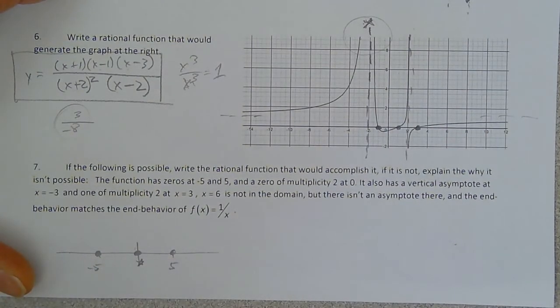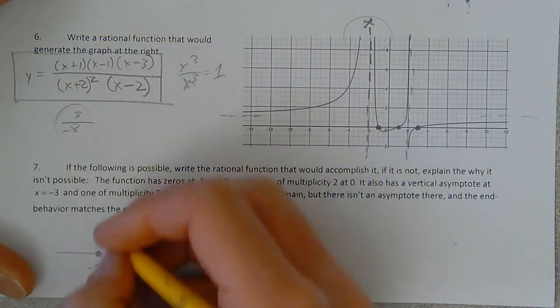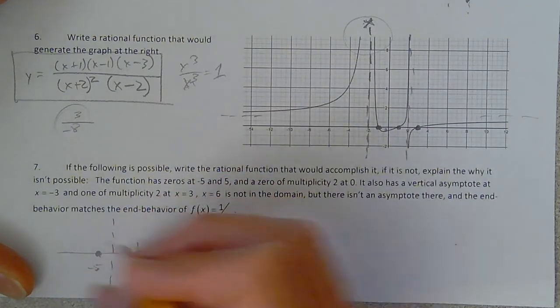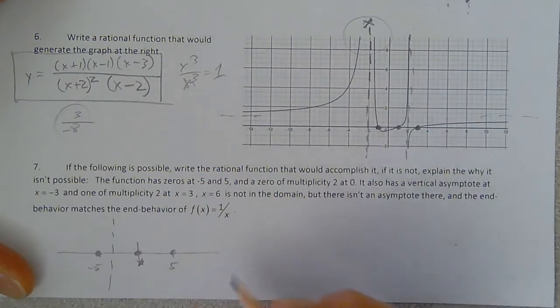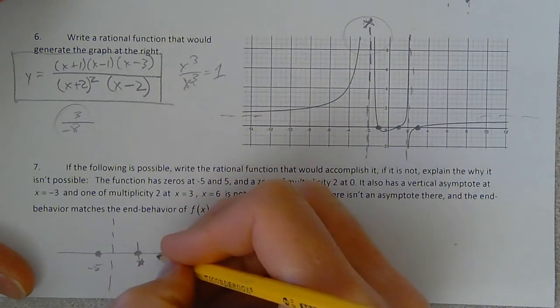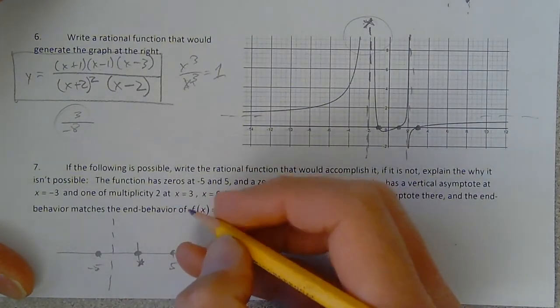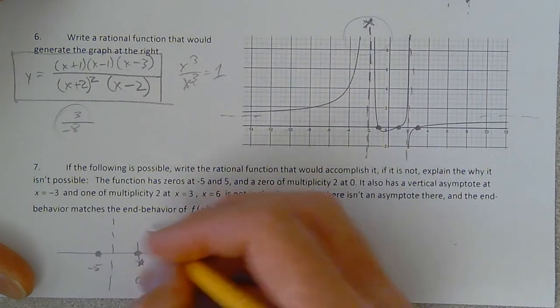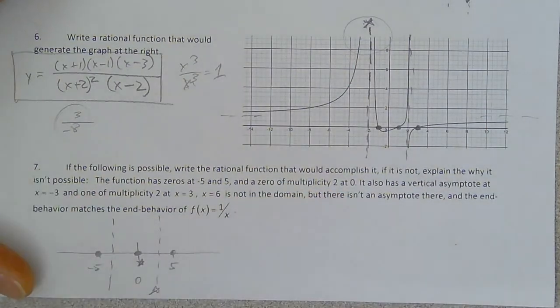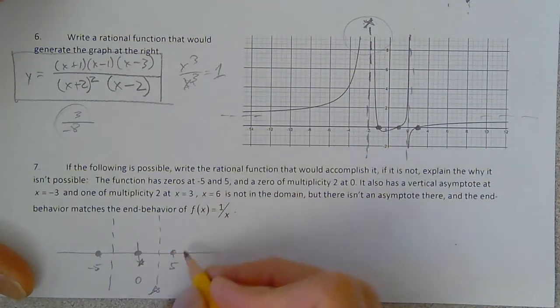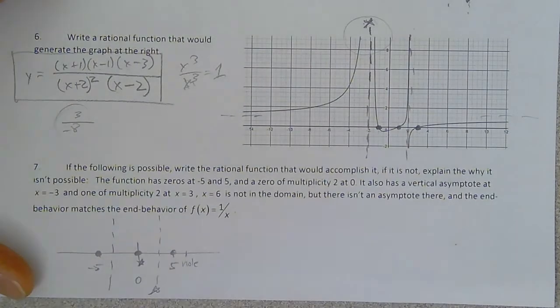It also has a vertical asymptote at -3. Okay. And one of multiplicity 2 at x equals 3. Let's see, this was my 0 here. So special asymptote there. X equals 6 is not in the domain, but there isn't an asymptote there. There must be a hole here, wherever the graph happens to be.